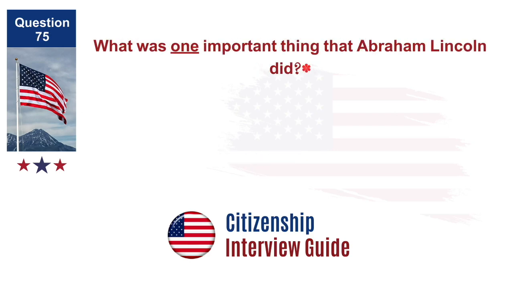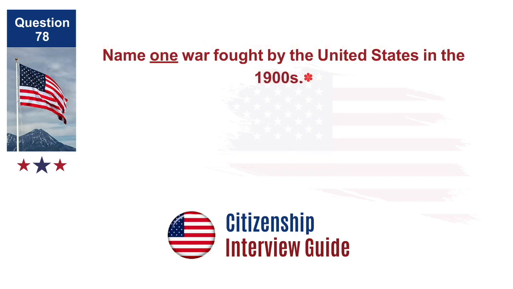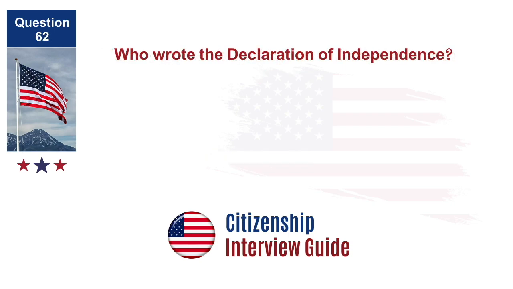What was one important thing that Abraham Lincoln did? Freed the slaves. Name one war fought by the United States in the 1900s. World War I. Who wrote the Declaration of Independence? Thomas Jefferson.